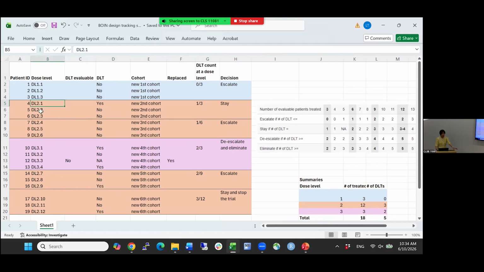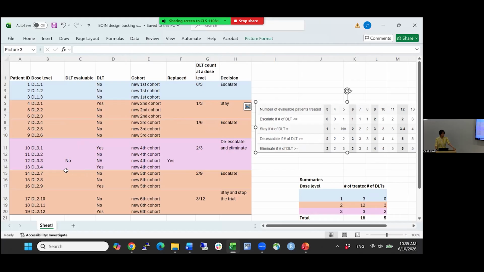We enroll the new 1 to 3 patients to dose level 2. Among them, we see 1 DLT. That's 1 out of 3. We go to this boundary table, 1 out of 3. The decision is to stay. Stay means that we need to enroll another 3 patients to this dose level. So we enroll dose level 2 patients 4, 5, 6, and there is no DLT. Combined with the previous 3, that's 6. 1 out of 6 has DLT. From this boundary table, the decision is escalate.